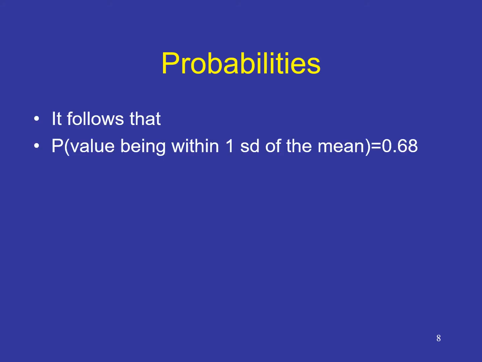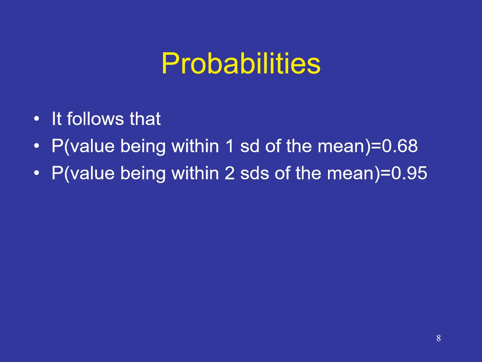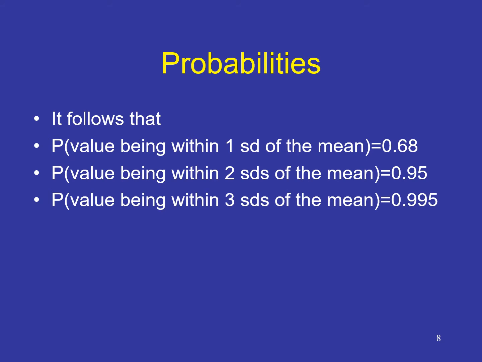So we said that 68% of the people lie within 1 standard deviation of the mean. So writing that as a probability, it means that there's a probability of 0.68 that someone is within 1 standard deviation of the mean. And then we also said 95% of the people fall within 2 standard deviations of the mean, so therefore the probability of being within 2 standard deviations of the mean must be 0.95. And then finally, we know that the probability of being within 3 standard deviations of the mean is 0.995.